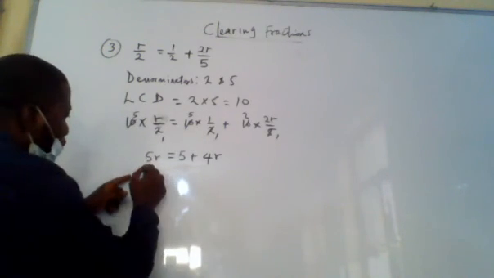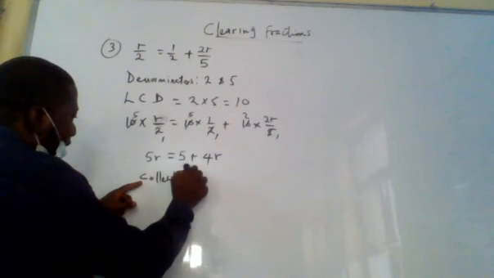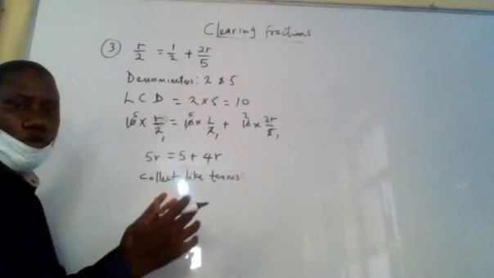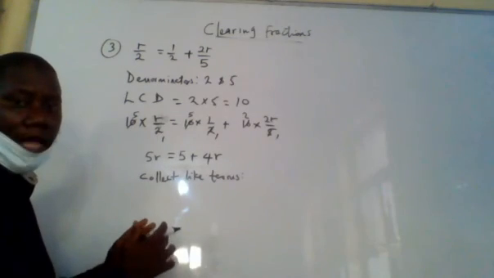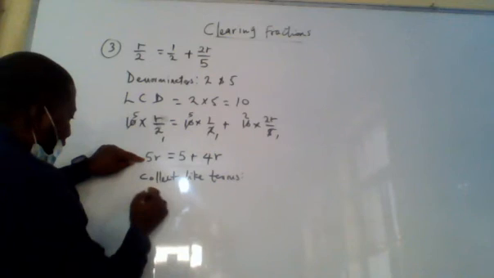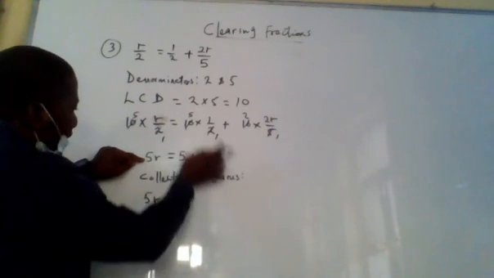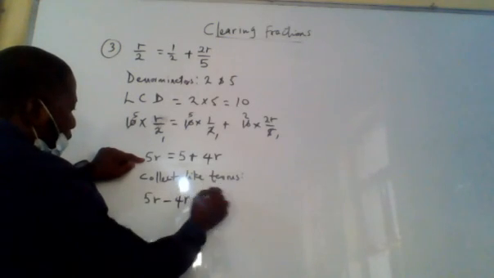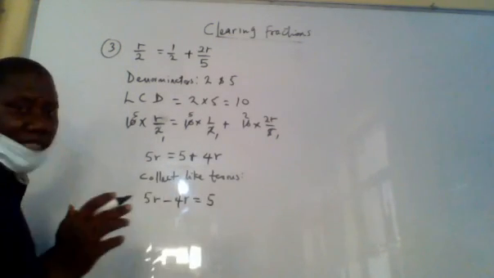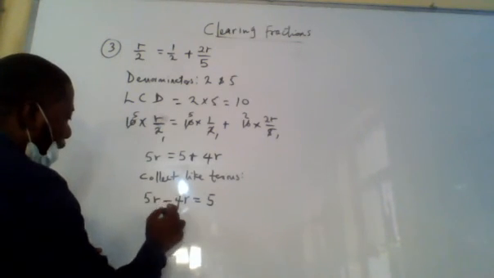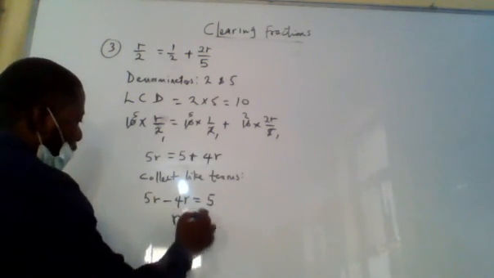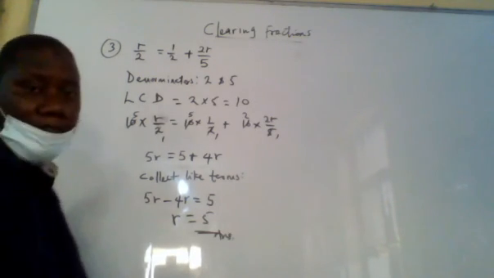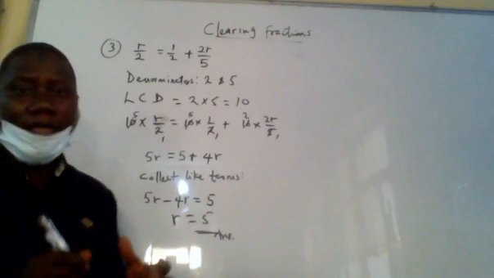Right? The next is to collect like terms. Those with r should be on one side, those without r should be on the other side. So that will be 5r. I'll bring this one here. This plus sign turns to minus. Minus 4r equals 5. Okay, I've collected like terms. Then 5r minus 4r, that will give me r equals 5. That is my answer.